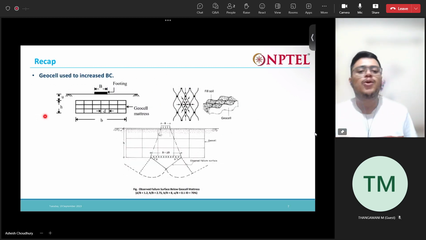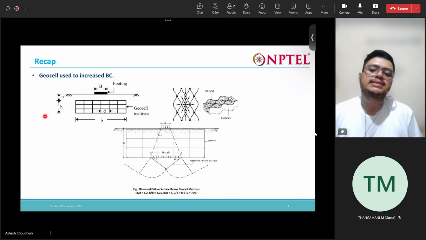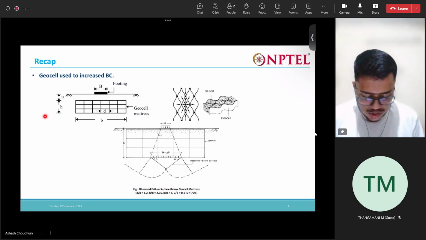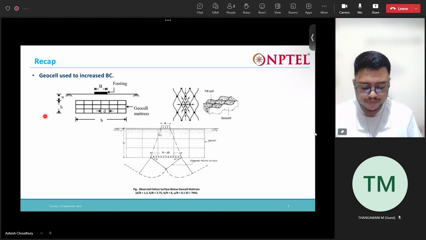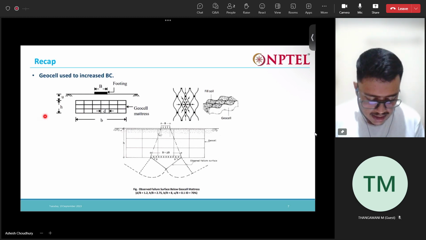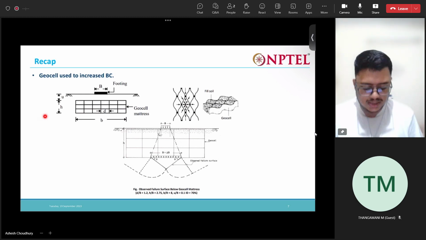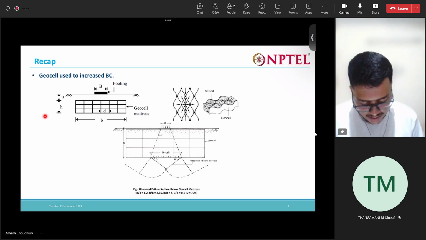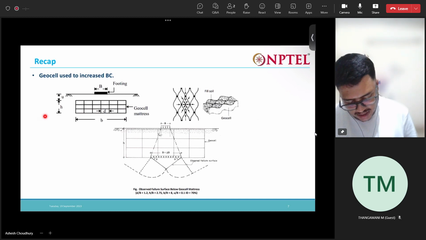Now apart from geotextiles, geogrids, and steel strips, geocells are also used to increase the bearing capacity. Here you can see a footing of width B. Underneath that, at depth U, a geocell matrix of height H and width B, with aperture D, has been provided. You can see the mode of failure in this image here.